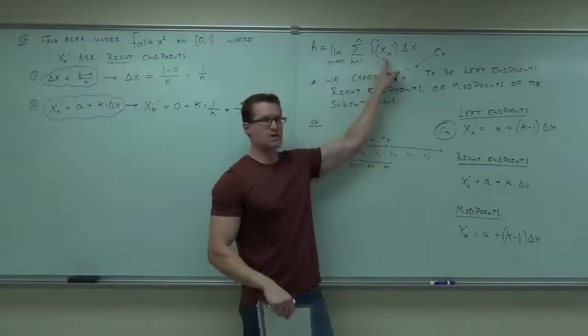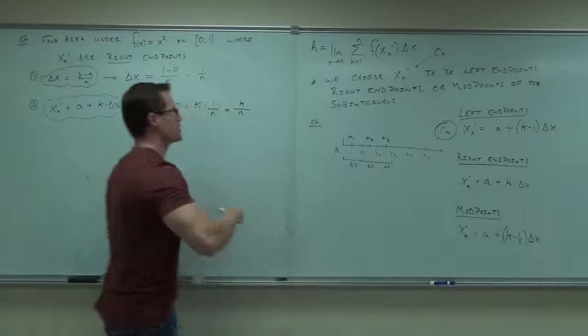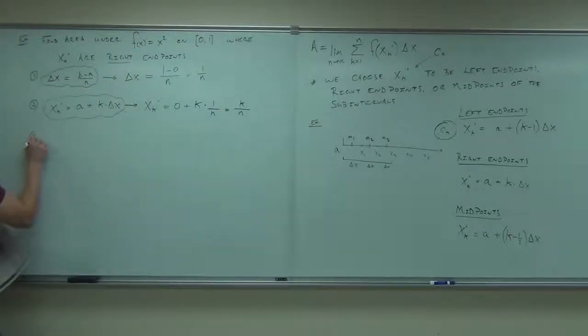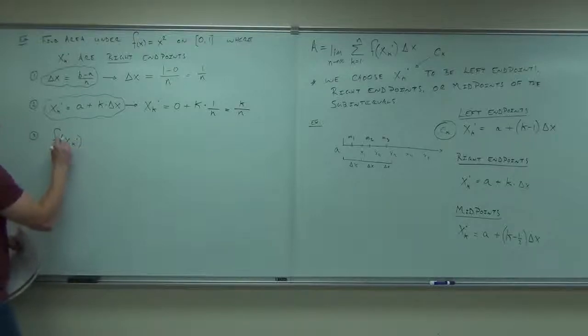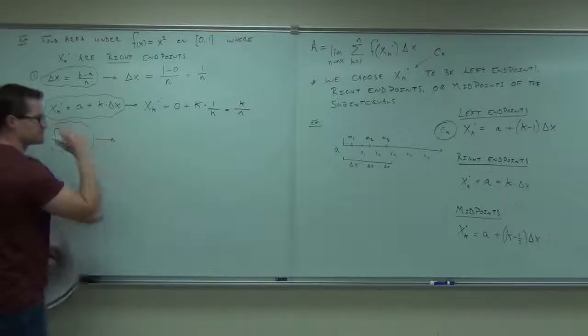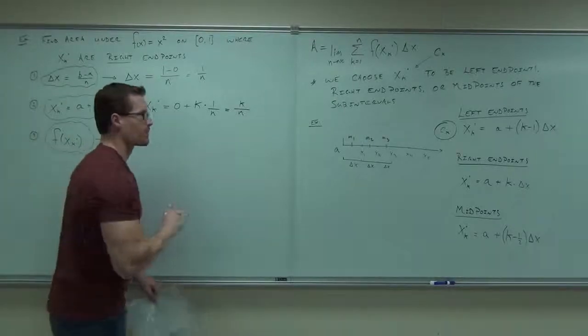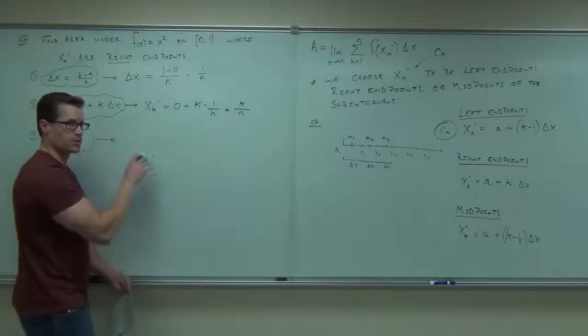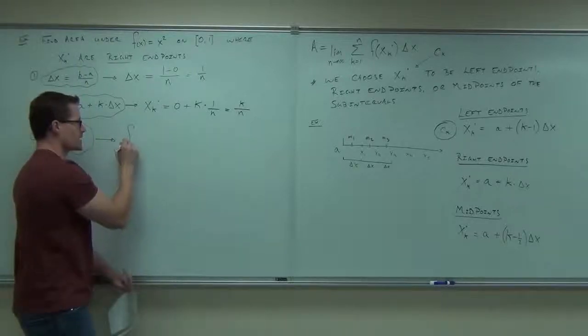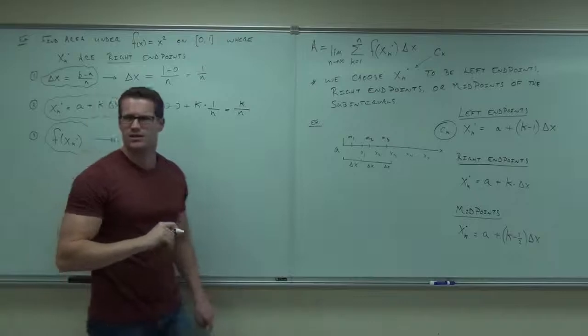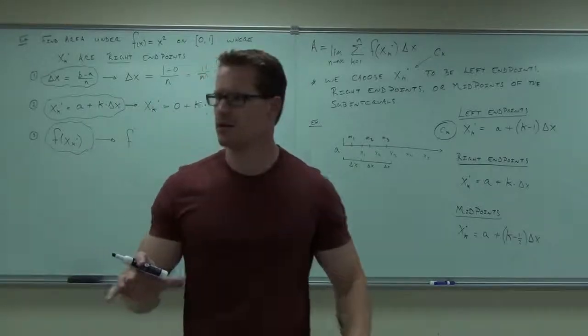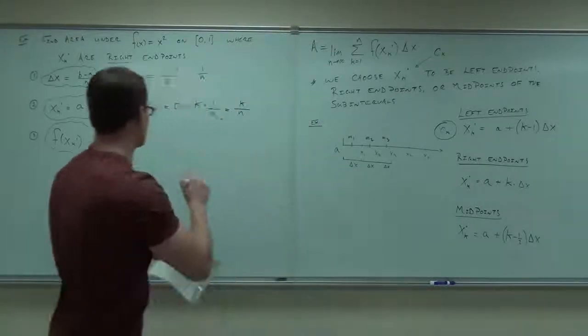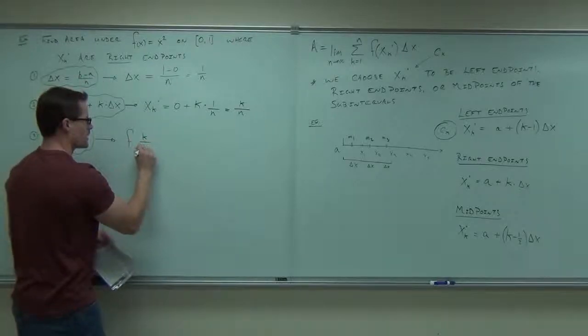What does f of xk dot mean? Put that into a function. You plug it into the function. So step number 3 says, I want f of xk dot. In our case, what is xk dot for us, ladies and gentlemen? K over n. So we're going to take f of k over n.